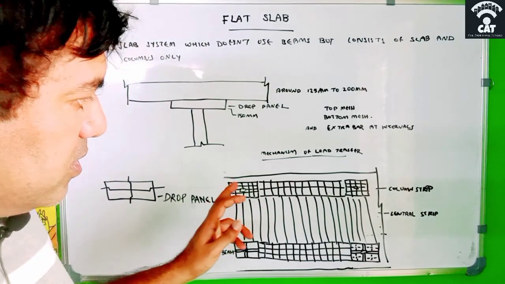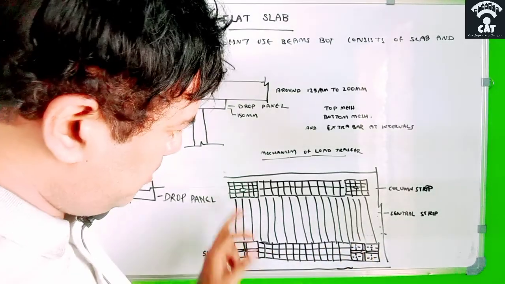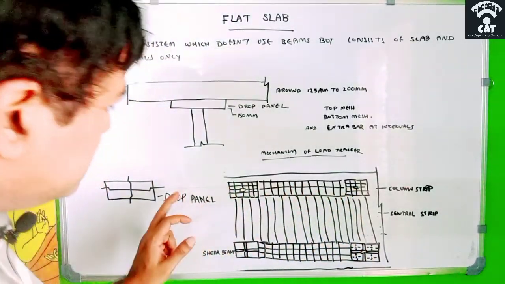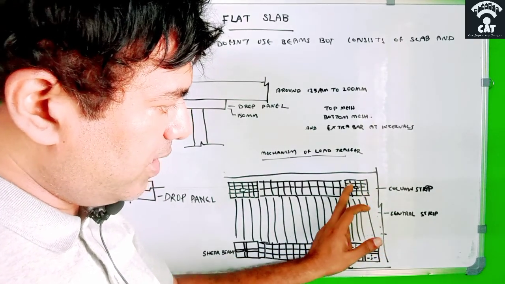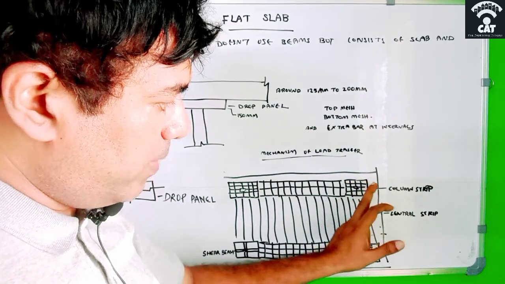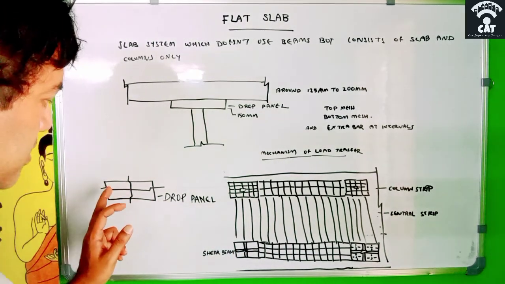So this is the slab. Suppose this is a slab, and this is a column, this is a column, this is a column, this is a column, and here you can see the drop panel. After this column there is a sunken part like this, and this is the column drop panel. When we are using the reinforcement, it will be like this.